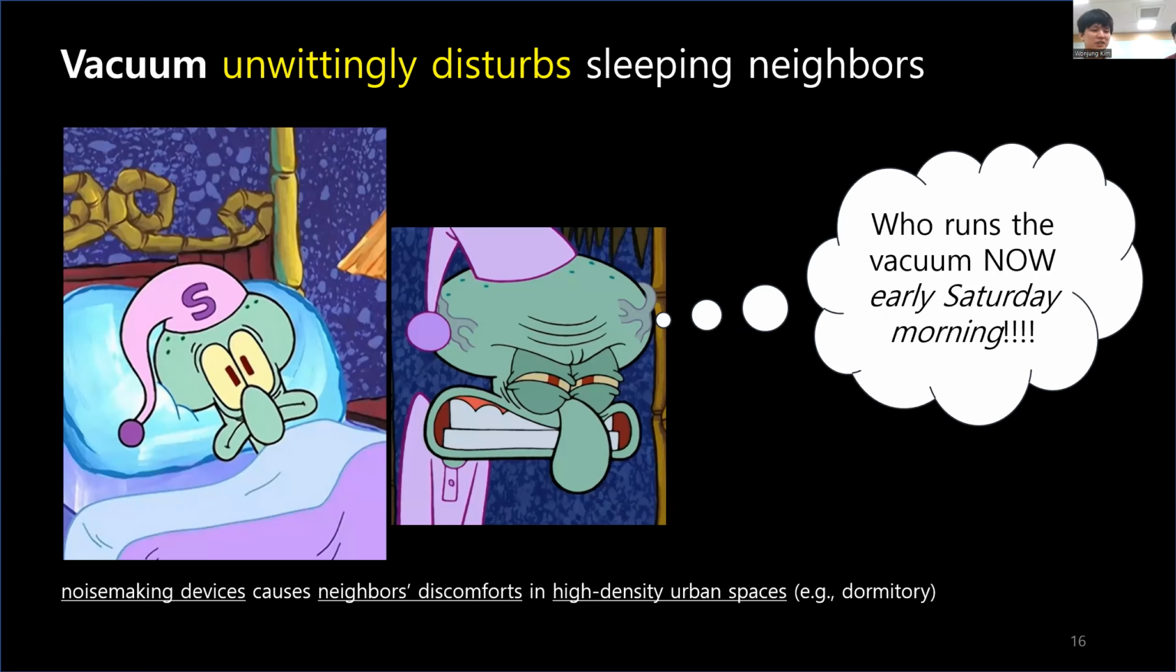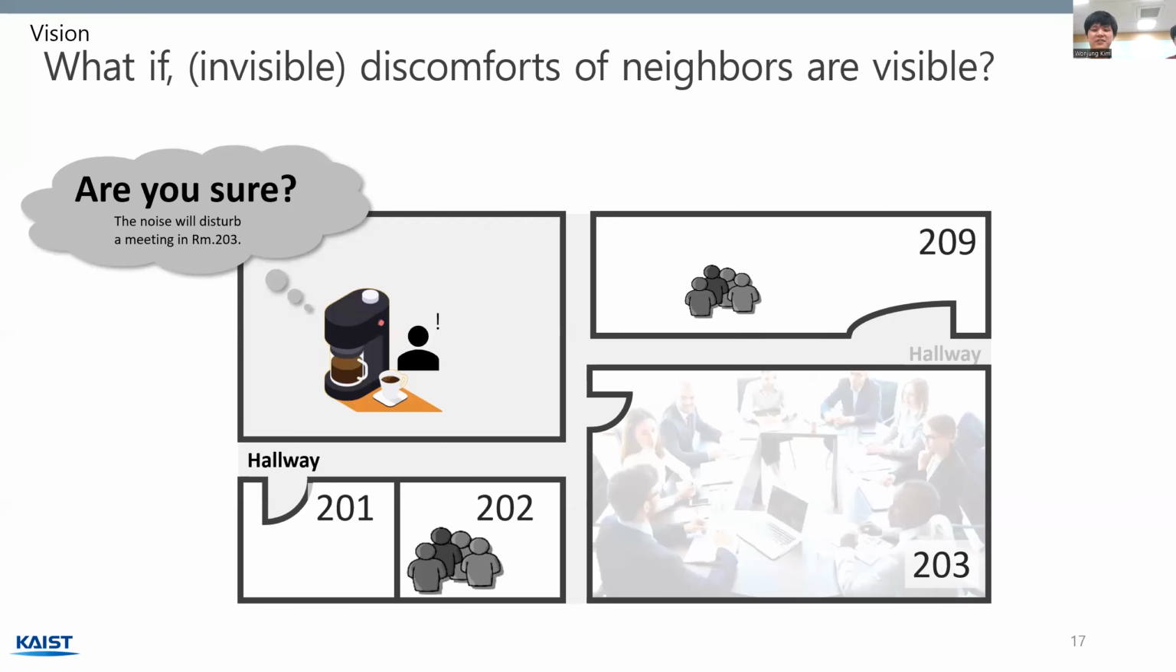But let me ask a different question. Have you ever turned on a vacuum to intentionally disturb your neighbors? Probably not, I think. So I think it's interesting because there is no offender, but only victims. So our research vision: what if we could see the discomfort of neighbors? As shown in the picture, when you are about to make a coffee, what if your coffee maker advises you that the coffee maker's noise will disturb the meeting of your colleagues?